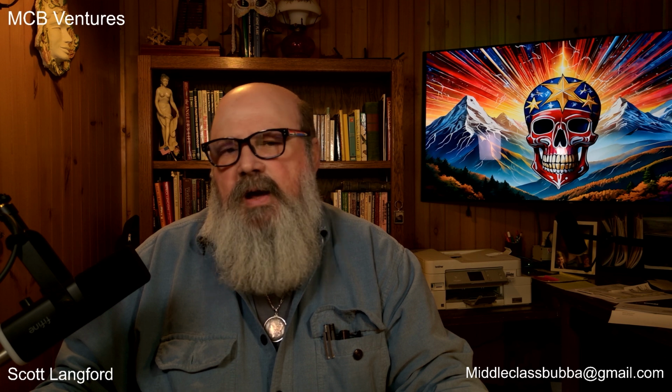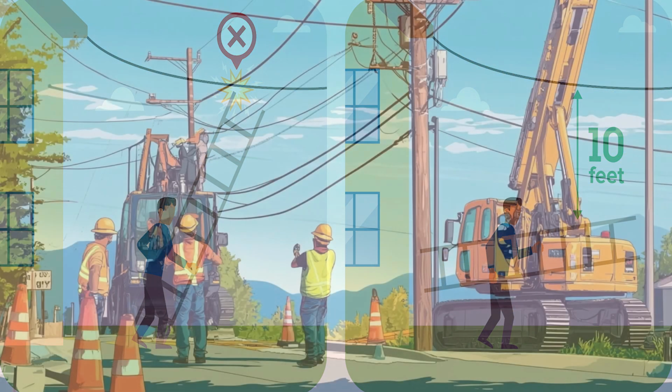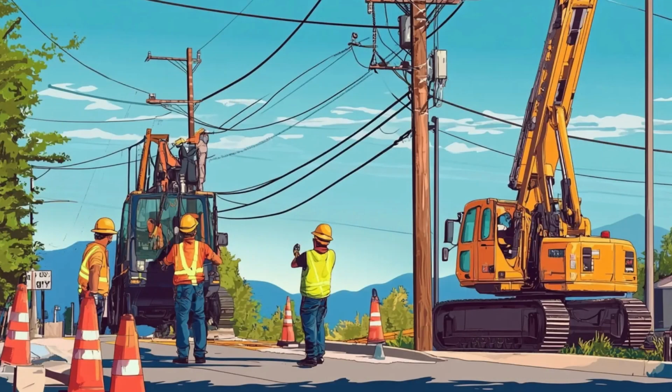Power lines carry high voltage and can be deadly if contacted. Always maintain a safe distance of at least 10 feet from overhead lines. Use spotters when operating heavy equipment near them. Assume all power lines are energized and never attempt to move or touch them.